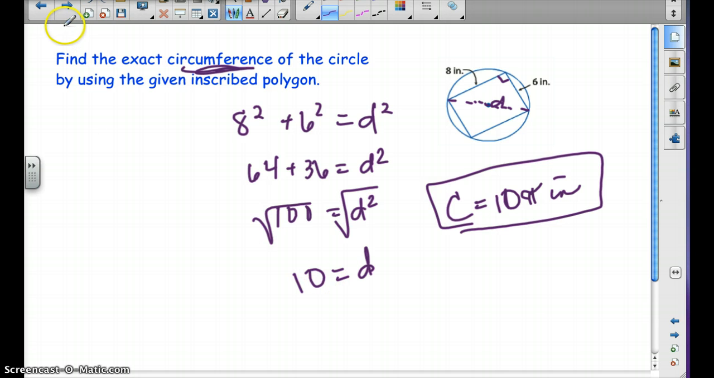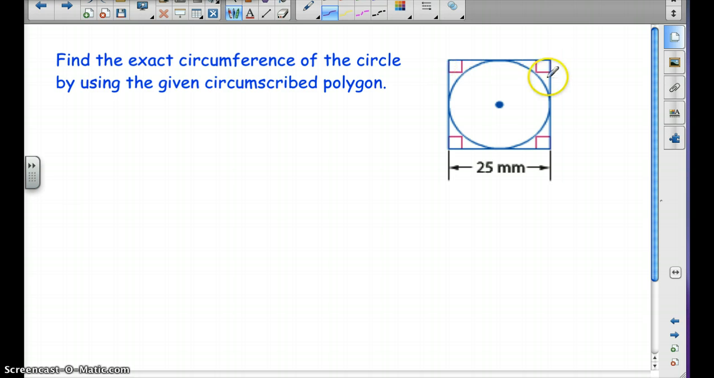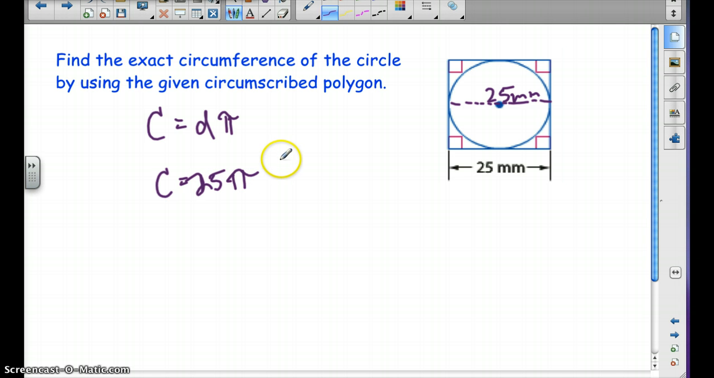Now what if we have a circumscribed polygon, meaning this polygon's on the outside of the circle? Well, aren't these the same thing right here? They're the same distance from one side of the square to the other, or rectangle rather. So we know that the diameter is 25 millimeters. So again, we just use our formula for circumference. So C is going to equal 25 pi, and our label then is going to be millimeters. So not too bad, not too bad.